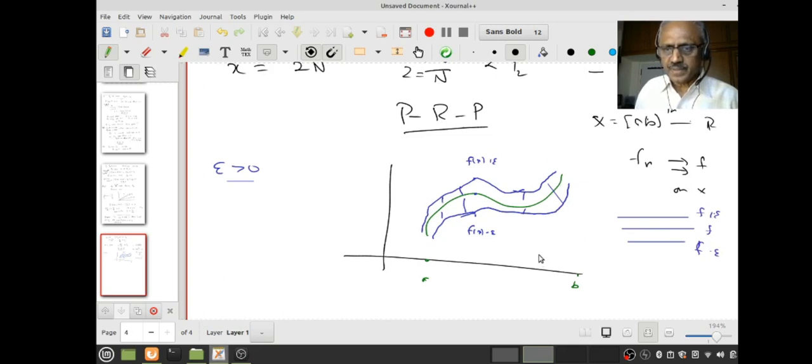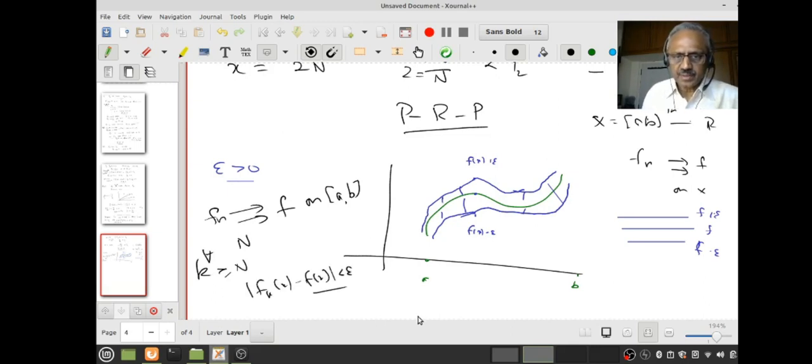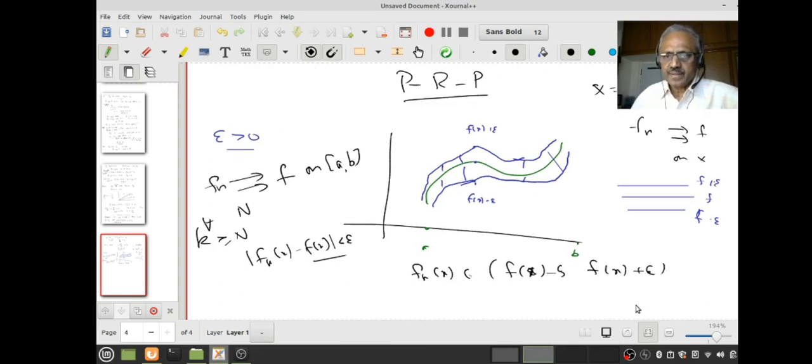You follow that? Now when I say f_k converges to f uniformly on the interval AB, what does that mean? For this epsilon there is an n, so that for every k greater than or equal to n, |f_k(x) minus f(x)| should be less than epsilon. That means my f_k(x) lies from f(x) minus epsilon to f(x) plus epsilon. Do you understand that?